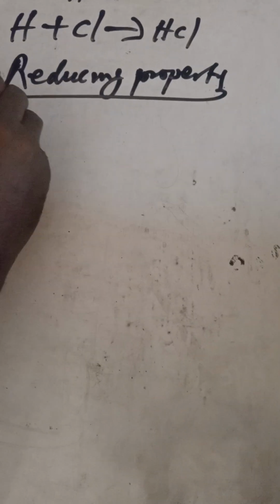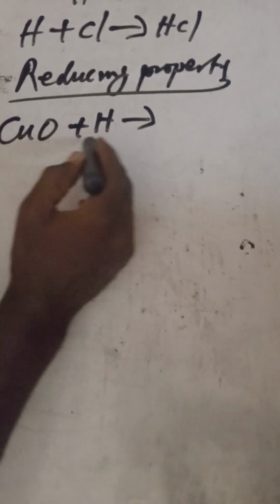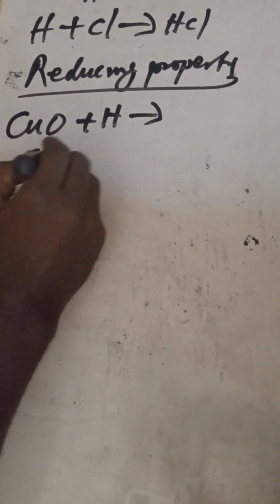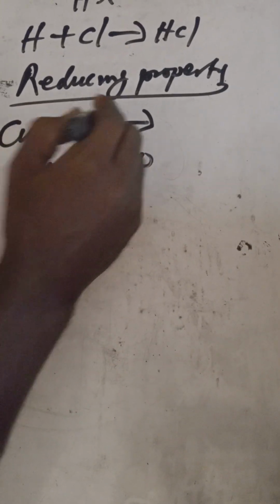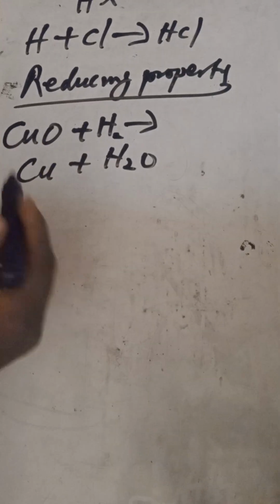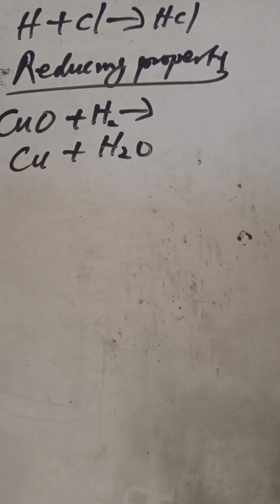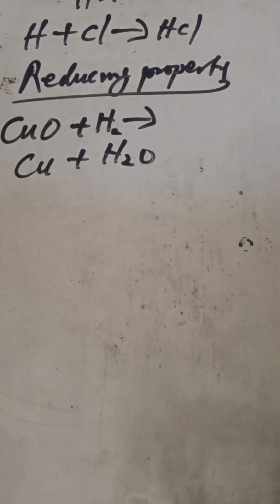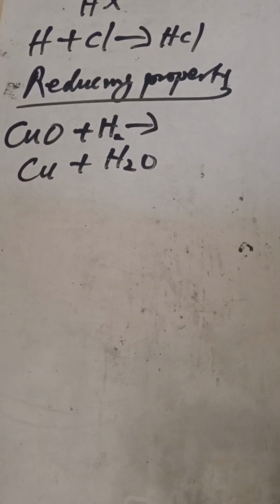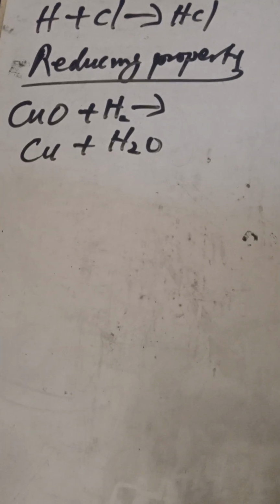So hydrogen combined with, let's say, copper oxide. When hydrogen combines with copper(II) oxide, it reduces copper(II) oxide to copper plus H2O. In that process, the copper(II) oxide is reduced to elemental copper, and the hydrogen undergoes oxidation. So the hydrogen is oxidized because it gains oxygen to form water. This is one of the chemical properties of hydrogen.